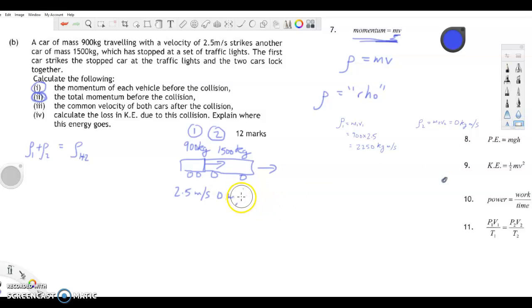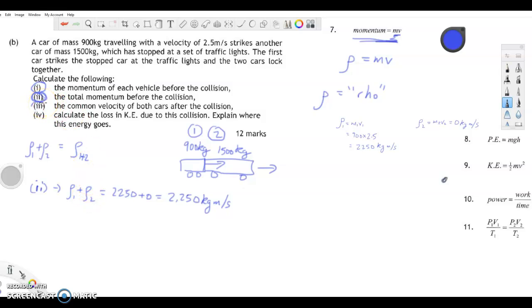We don't know what the velocity is going to be after they bang into each other and keep moving from left to right. We're going to have to work that out. The total momentum after is going to be the same as the total momentum before the collision. Well, we had the momentum of each vehicle, right? So the total momentum before the collision, that's going to be rho 1 plus rho 2, and that's 2250 plus 0. So the total momentum before the collision is 2250 kilogram meters per second. Total momentum before.